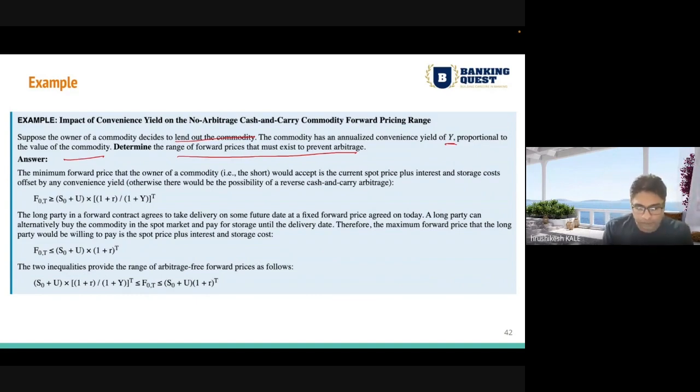Always remember, if F0 is greater than these terms, you sell the forward. If F0 is less than all these terms, you buy it. But an arbitrage opportunity is available when there is an inequality here.